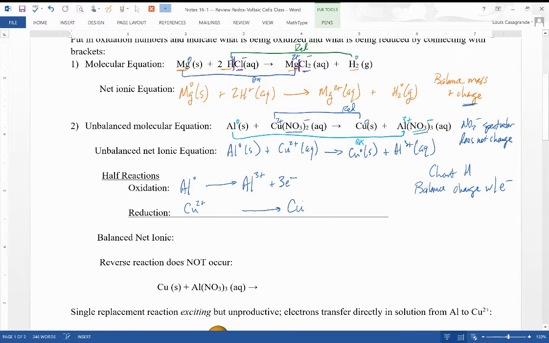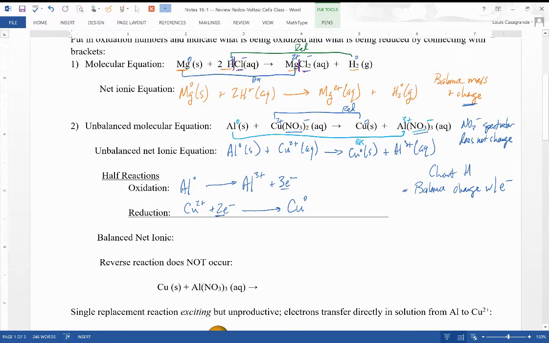And we're going to make copper 0, and that's going to be our solid. And now to balance the charge, I'm going to have to put 2 electrons in the reactants. And so in the reduction, we always have the electrons going in. In the oxidation, the electrons are always coming out. Now, we can balance this by balancing electrons.